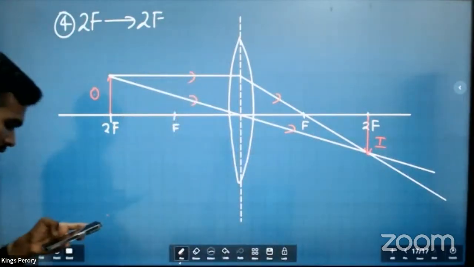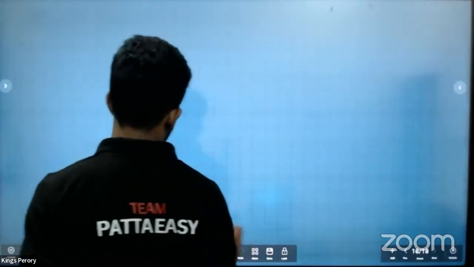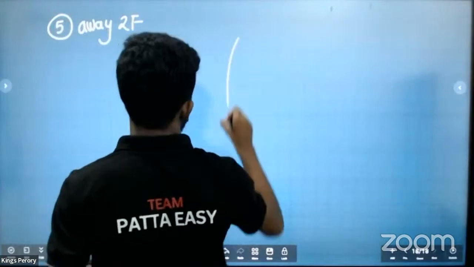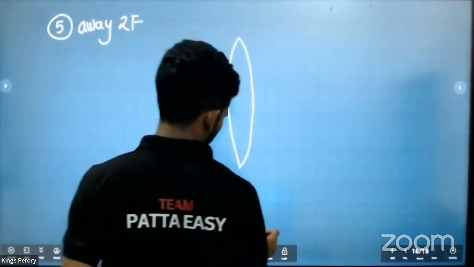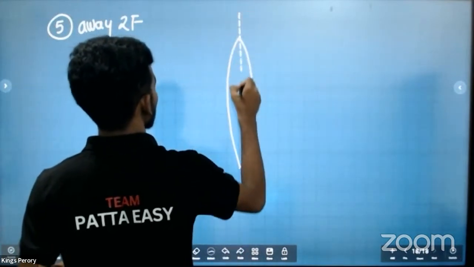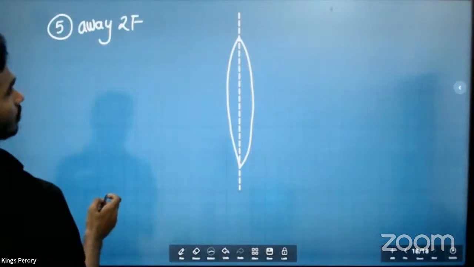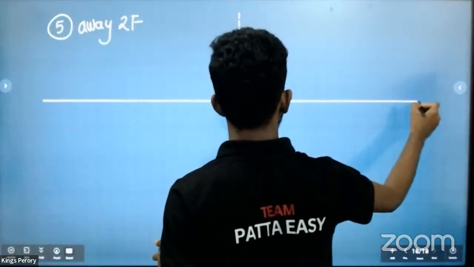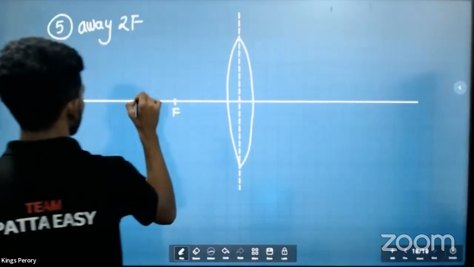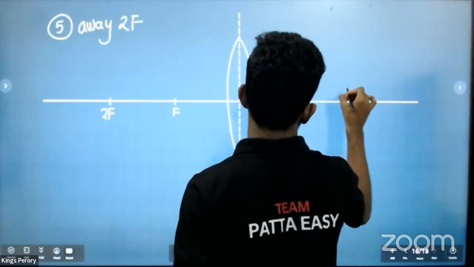Same thing, one parallel, move through focal, the other one through optical center, nothing big. Fifth ray diagram, object is away from 2F. And the principal axis. Skeleton row. 1, 2, 3, 4, 5, you have the focal. 1, 2, 3, 4, 5, two times focal.